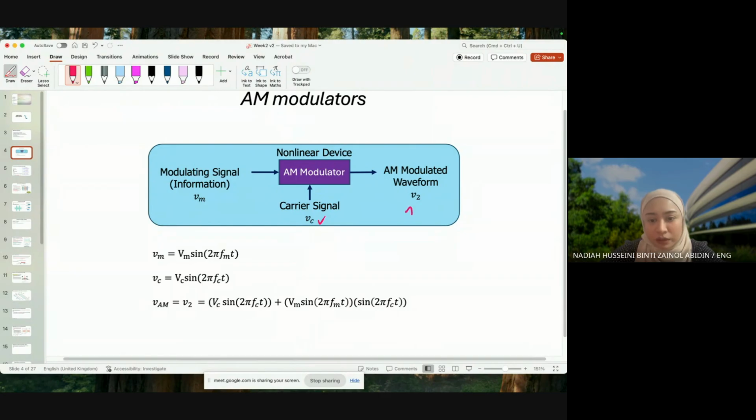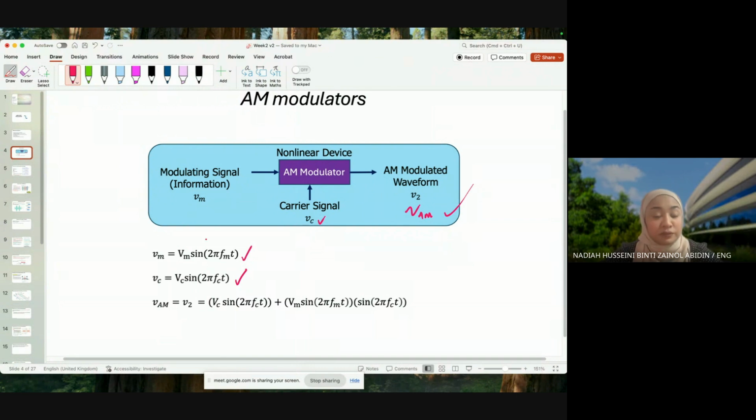We write this as VAM. In this case, they label it as V2 because it was part of the derivation that we did, but most of the time we will use the term VAM. It means the AM signal that has been combined from the modulating signal and the carrier signal. So this was the equation that we talked about.